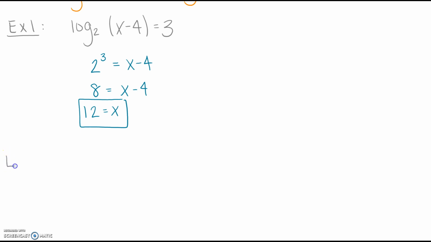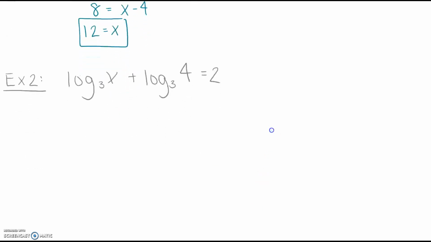Alright, for our second example, we'll do log base 3 of x plus log base 3 of 4 equals 2. And again, we want to solve for x. So to solve for x, the first thing we need to do is use the product property. So since I'm adding 2 logs that have the same base, I can rewrite this as log base 3 of 4x equals 2.